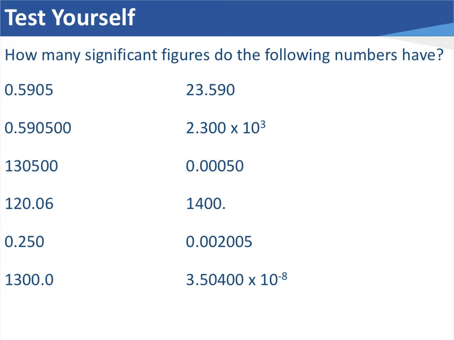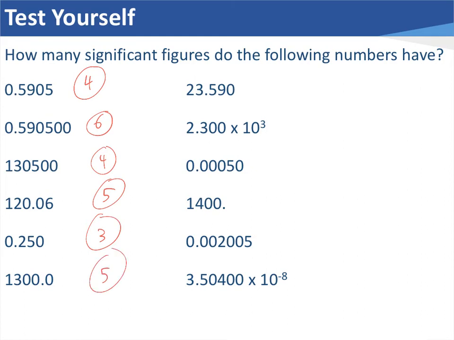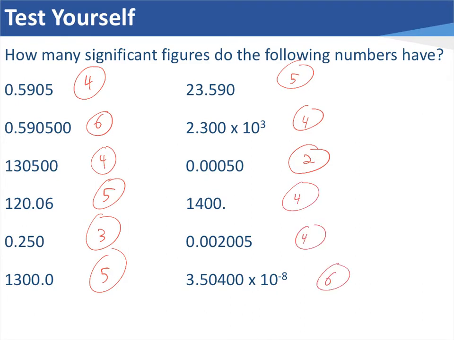Alrighty, moving very quickly. 4 significant figures, 6 significant figures, 4 significant figures, 5, 3, 5, 5, 4, 2, 4, 4, 6. Any questions? Let me know and we'll talk about them.